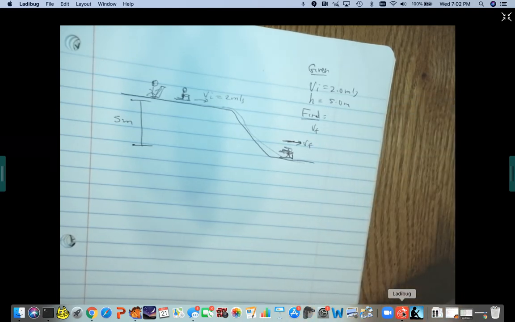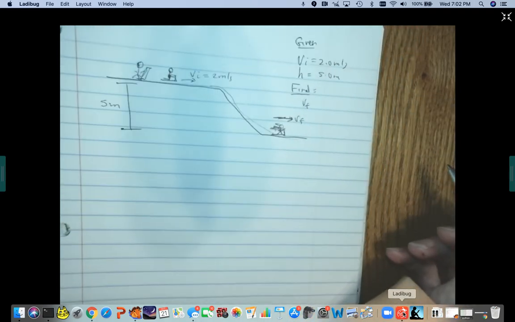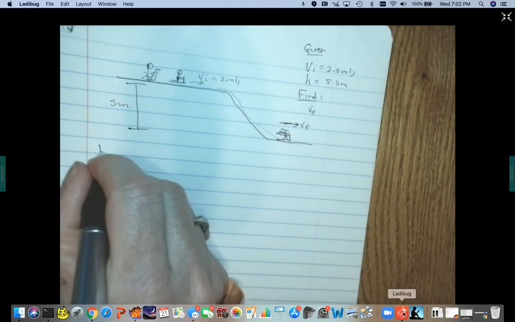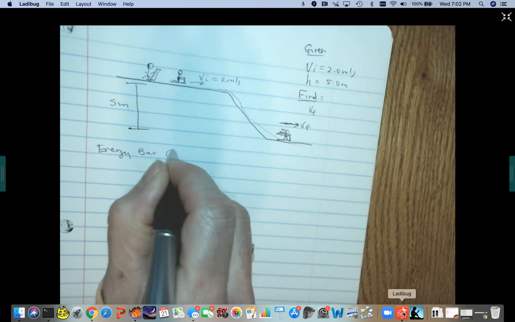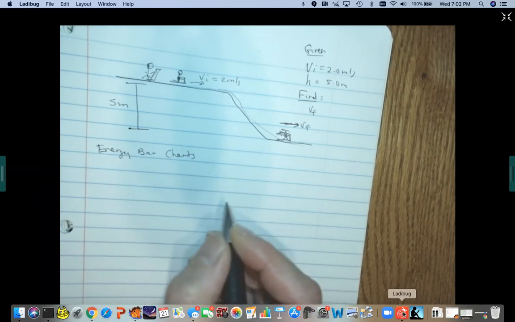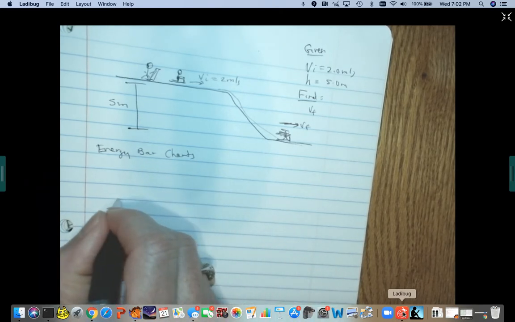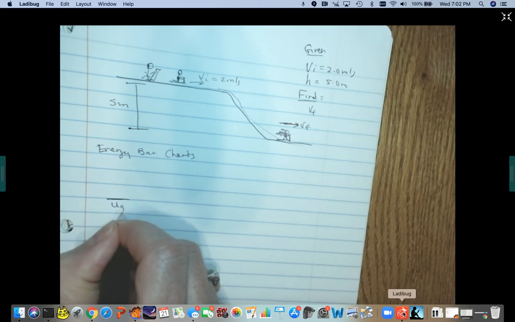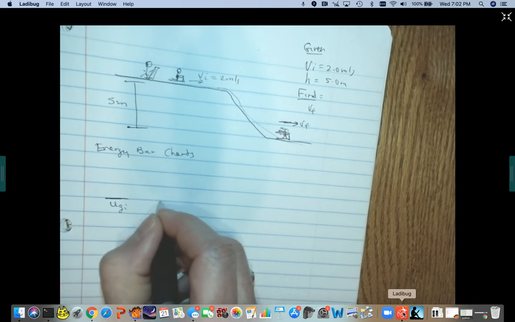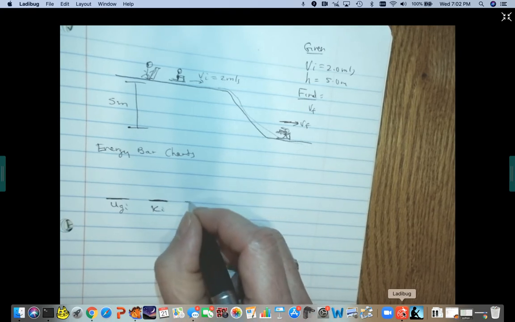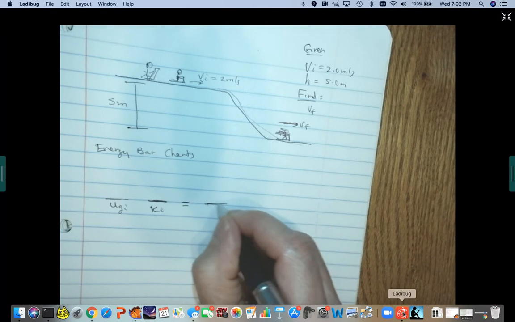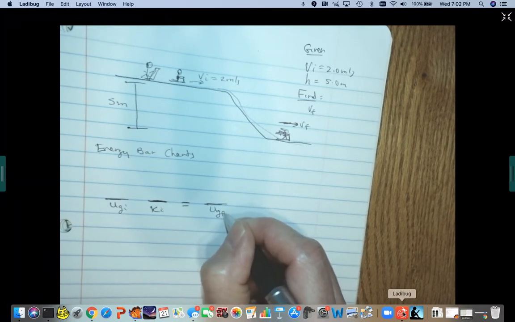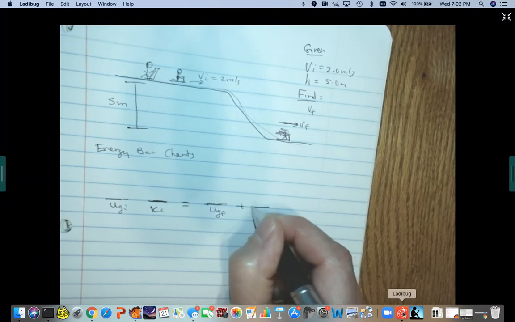Okay. So let's do our energy bar charts. We want to think about gravitational potential energy, so we have some initial value. We have initial kinetic energy. We have no work done, we have no friction. So at the end, we're going to just be worried about our gravitational potential final and our kinetic energy final.